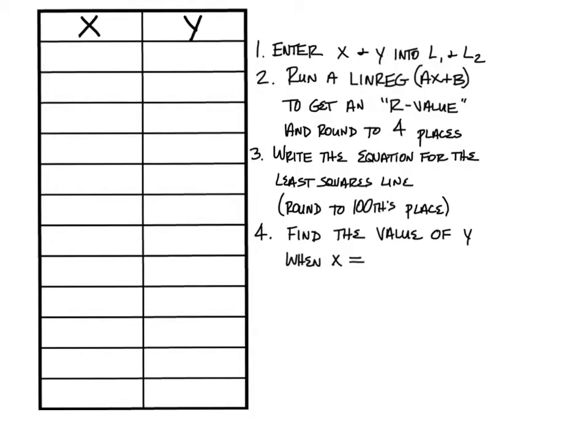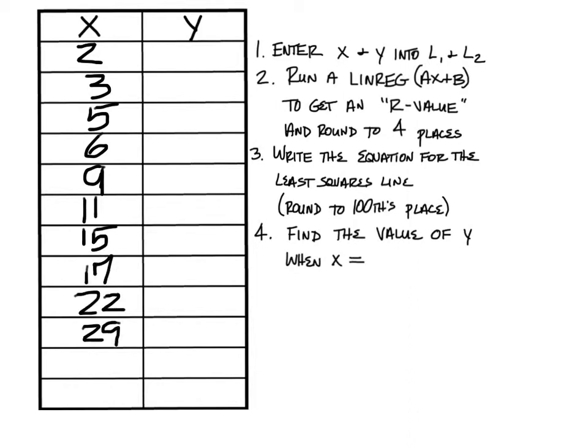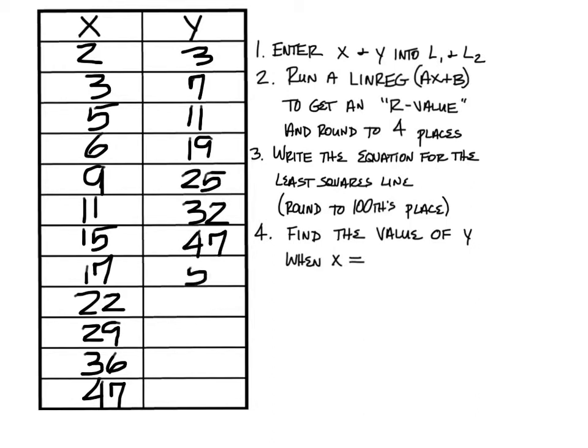Here's your list of data that we're going to work with, and I'll do this one with you to start. This one is 2, 3, 5, 6, 9, 11, 15, 17, 22, 29, 36, 47. And your Y values are going to be 3, 7, 11, 19, 25, 32, 47, 56, 67, 82, 96, and 124.